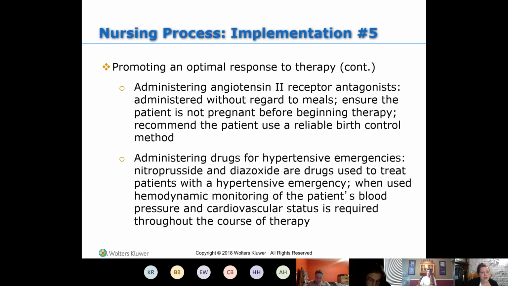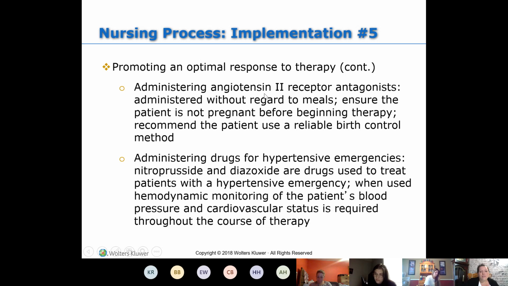We want to ensure the patient is not pregnant. We already talked about that. We want to recommend that the patient uses a reliable birth control method. So sometimes they'll put you on these meds, and if you take your pill as normal, then that risk and benefit is equivalent, and the likelihood of pregnancy is low. So they'll still start you on those angiotensin II receptors.